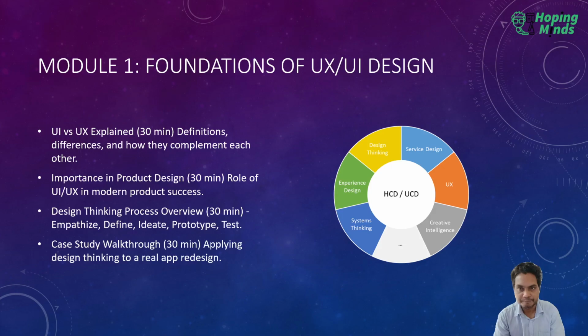UX contains architecture, creating documents, user journey, wireframe, estimations, user stories, and architecture, and all of that. And UI contains design components, interaction between each and every element, colors, typography, brand guideline, and all of that. So that is what the difference is between UI and UX.